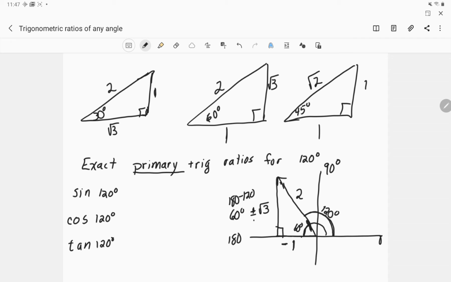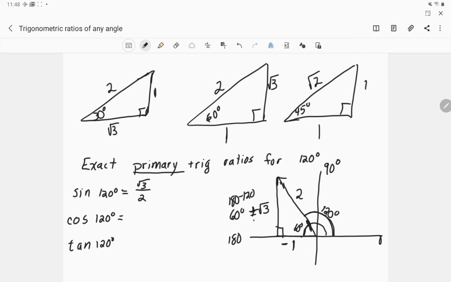Now, they want to know the exact primary trig ratios. So if I want to know what is sine of 120, sine is opposite over hypotenuse. I don't know why I put a negative there. I shouldn't. It's just positive. It's opposite over hypotenuse. So it is root 3 over 2. That is the exact answer because root 3 is like 1.7 and it goes on forever and ever and ever. I don't want to round it off. I'm going to leave it in simplest radical form.